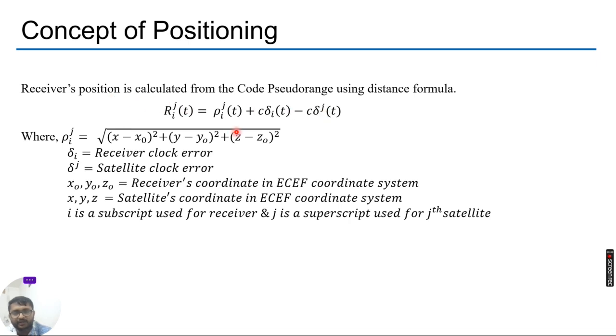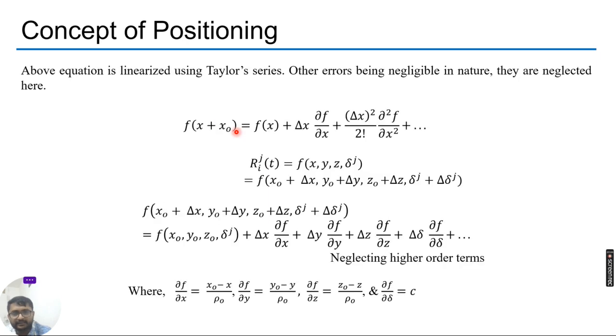To solve it linearly, we can convert this into a Taylor series and do the maths. We can expand any function like f(x naught plus delta x), which is f(x naught) plus delta x times del f by del x plus delta x squared by 2 factorial times del squared f by del x squared. Like this we can expand the function.